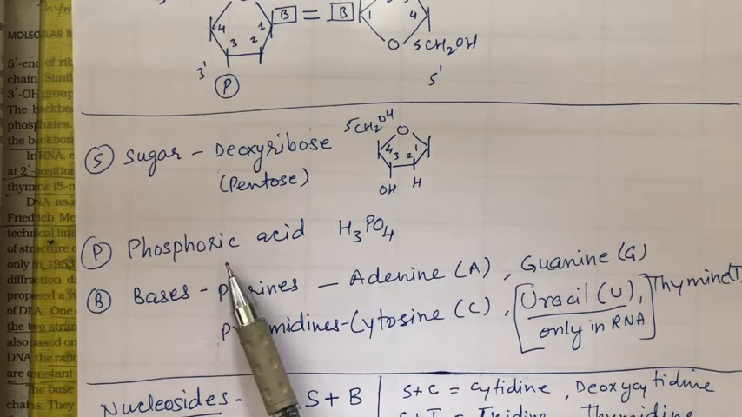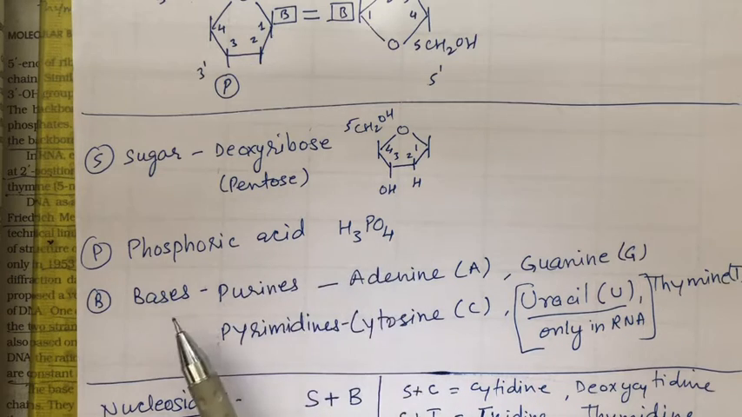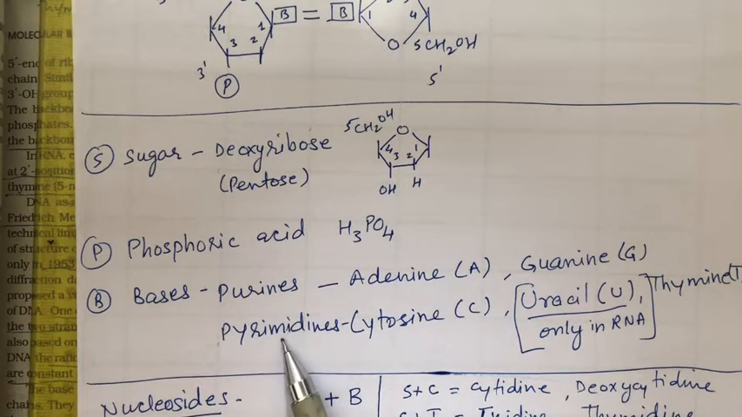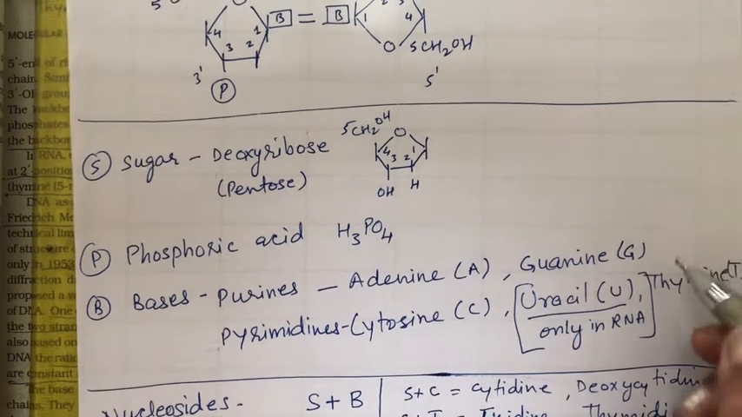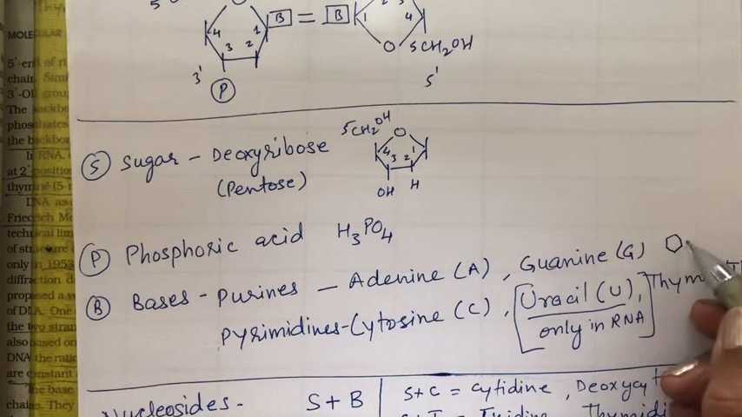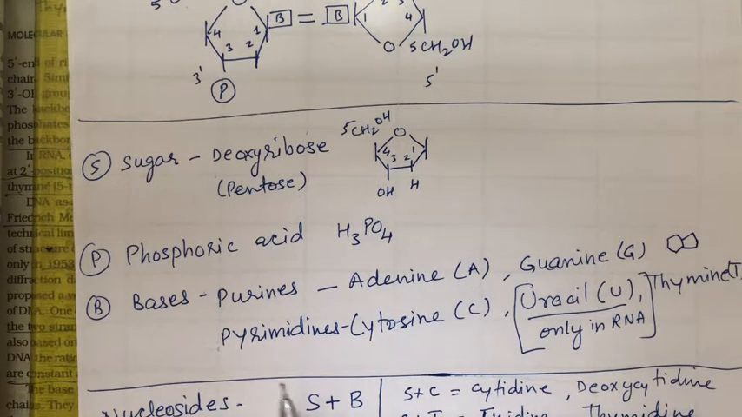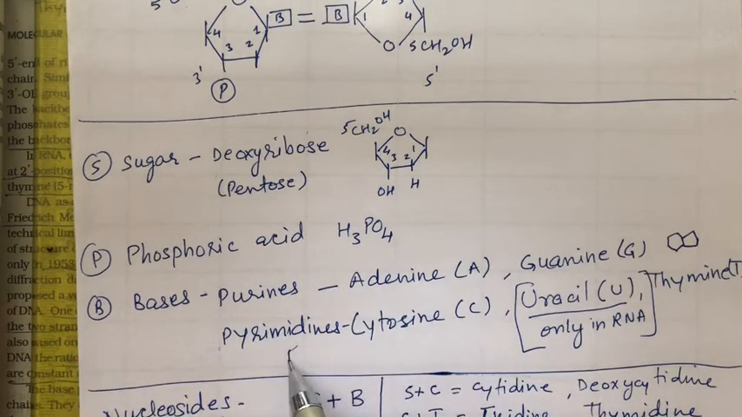Then the phosphorus, the P that we talk about, is phosphoric acid, H3PO4. The bases are of two types, purine or pyrimidine. Purines are double-ringed structures. They have a hexagonal ring and a pentagonal ring. Whereas pyrimidines are single-ringed structures. It's a hexagonal single ring.